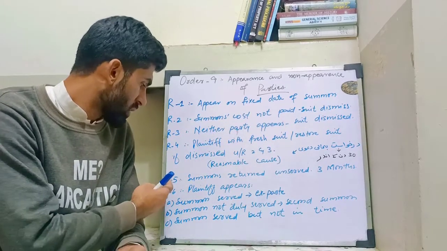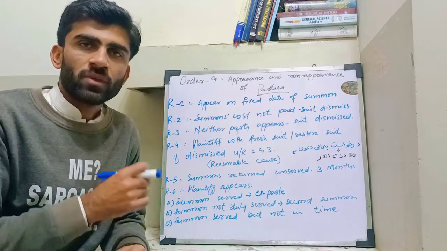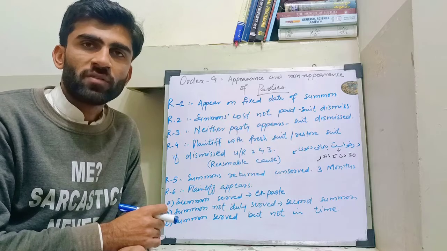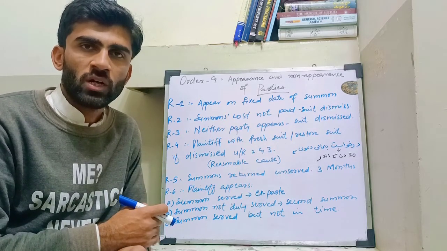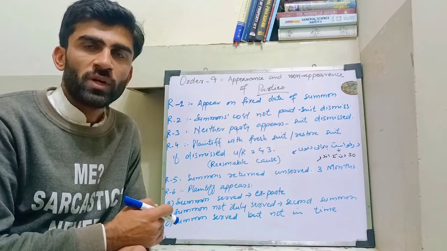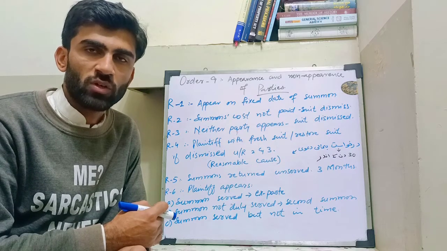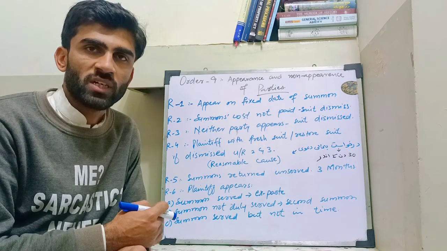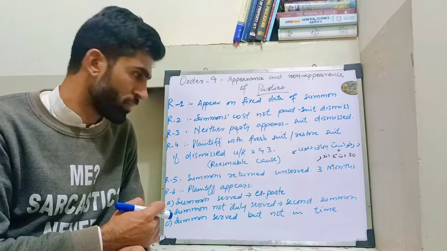Rule number 5 says summons returned unserved. The plaintiff had given an address which was wrong, so the summons returned unserved. So the plaintiff will be directed that you have to file the fees for the summons again within 3 months. If he fails to do so, his suit will be dismissed.